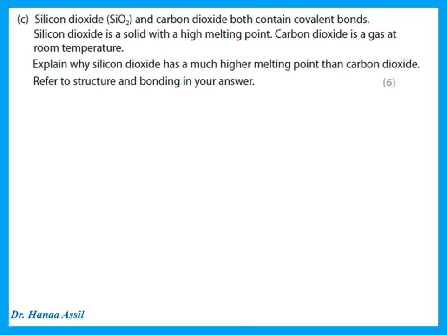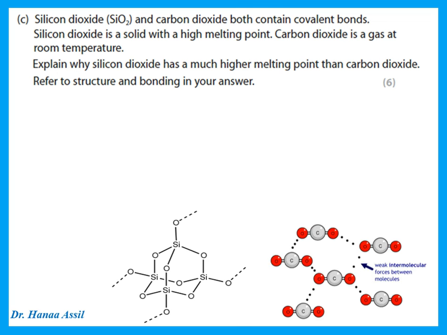I'm going to remind you that silicon dioxide has a structure very similar to diamond. But diamond is all carbon atoms, while silicon dioxide has silicon atoms and oxygen atoms. Otherwise, it's the same structure. So whatever we said about diamond, we say about silicon dioxide. But carbon dioxide is a simple molecular structure, and that is why it has low melting point.